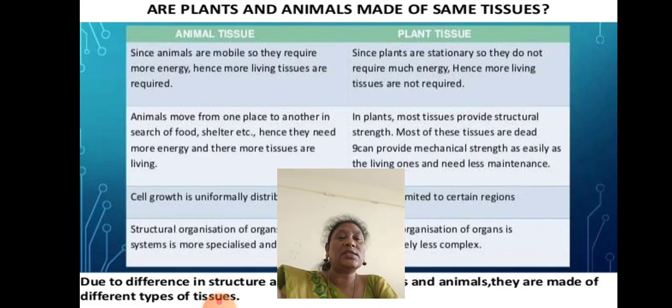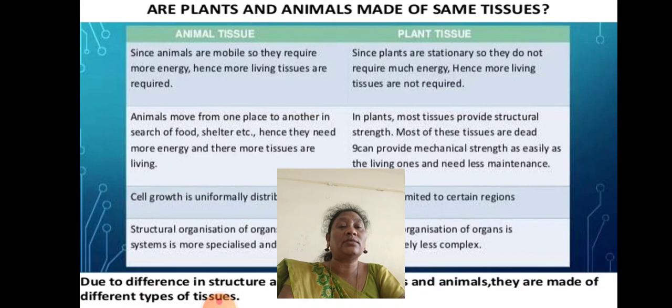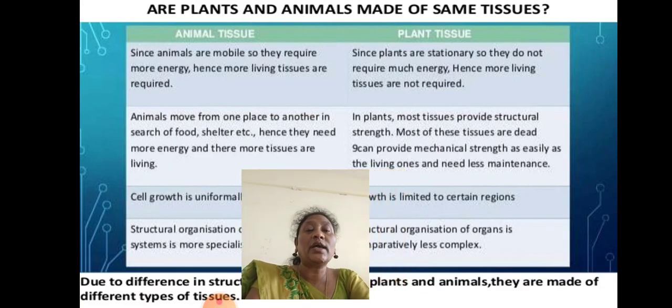So here you can see the differences between animal tissues and plant tissues. Since animals are mobile, they require more energy, hence more living tissues are required. They have a greater number of tissues as they move from one place to another. Plants are stationary, so they do not require much energy, hence fewer living tissues are required. Animals move in search of food, shelter, etc. Hence they need more energy and more of their tissues are living.